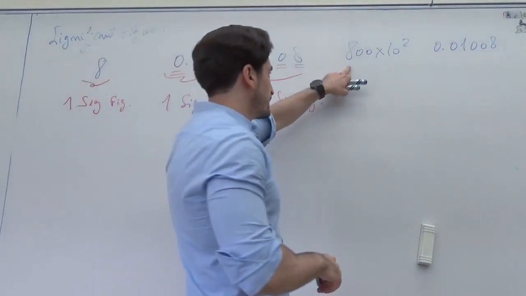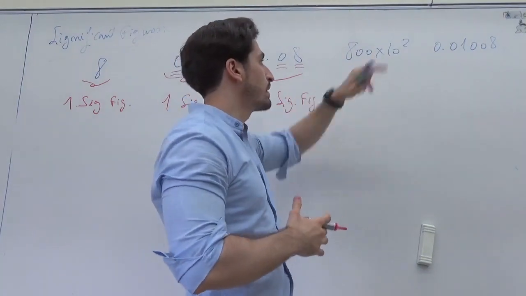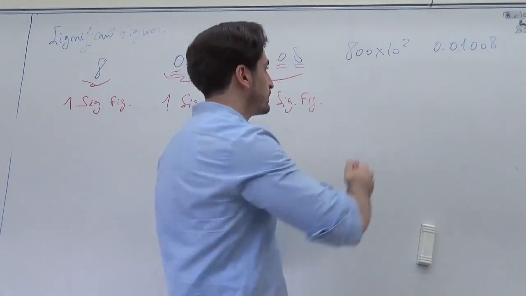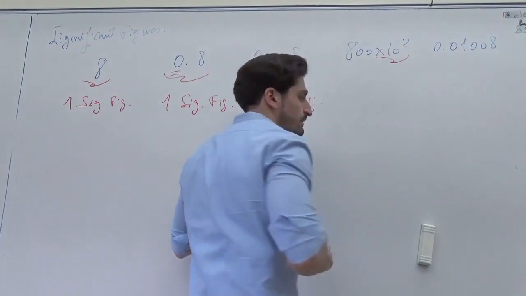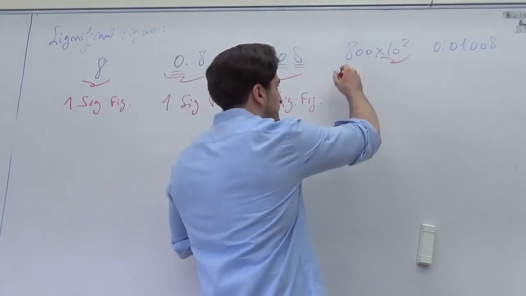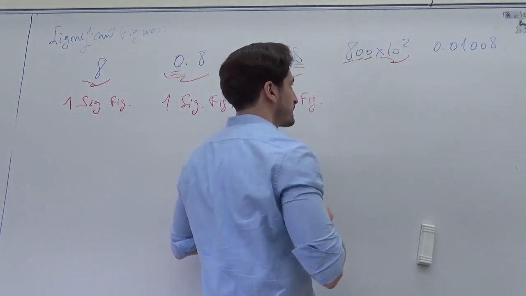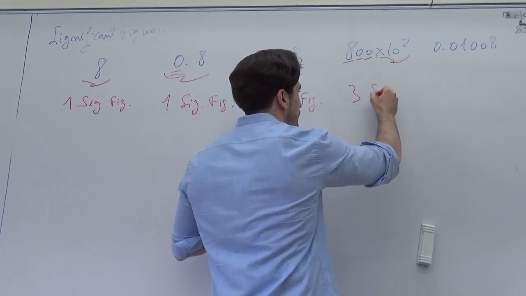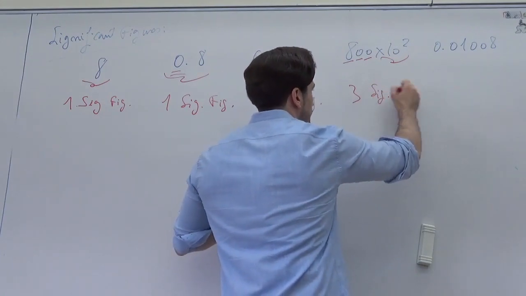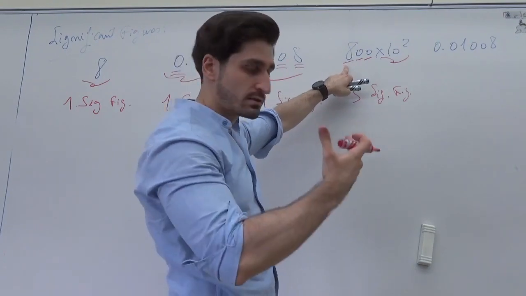The same thing over here. No, over here it's different. Over here we have 800 times 10 to the power 2. However, the power is never counted as part of the significant figures. So over here we can say that we have 1, 2, and 3 significant figures. Therefore we have a total of 3 significant figures. And over here you have to keep in mind that the leading digit is actually different than 0.